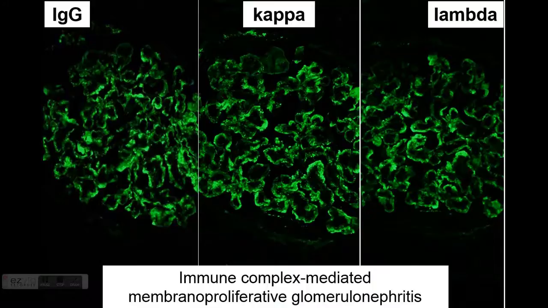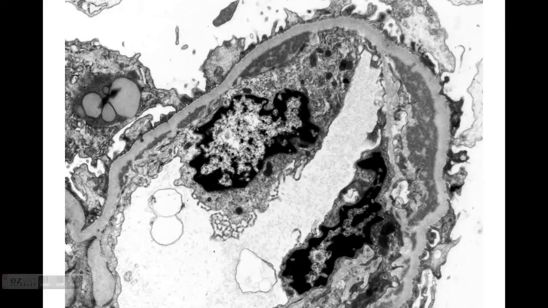So what you have here is the same glomerulus on different sections stained with different things, and I showed you only staining with the heavy chain of IgG, so gamma, kappa, and lambda light chains, and you see that this is polyclonal. By electron microscopy, you can actually see here a deposit, subendothelial deposit. This is original basal membrane, and this is a new basal membrane.